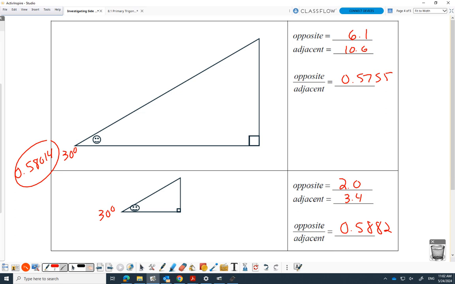Did anyone get up to 0.58? Yeah, everyone down into 0.57s somewhere? Yeah, so 0.57, 0.58, somewhere in there. Now, why are we all getting different answers? There's 2 main problems with what we just did as far as accuracy is concerned.